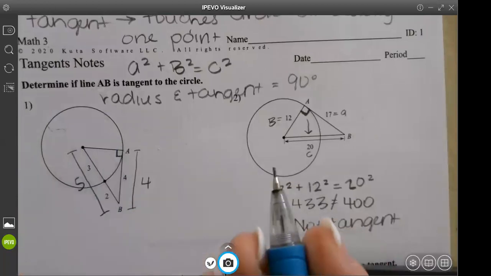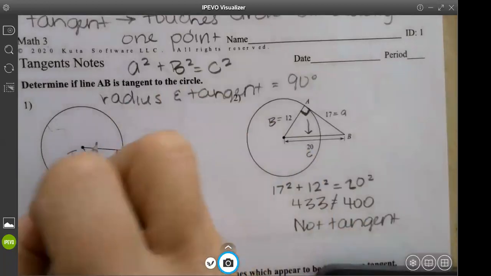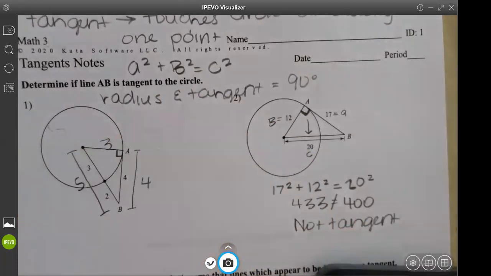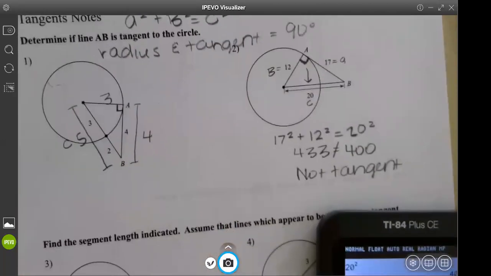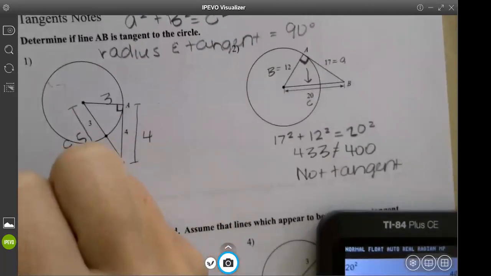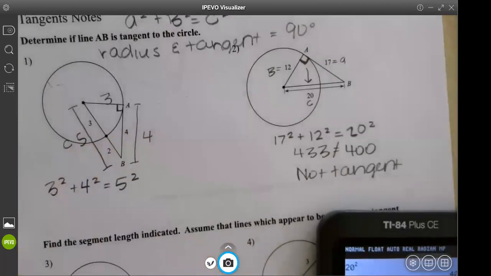Why? It's a radius, and this 3 is also a radius. So we know that this side is 3. That's the most that you'll have to do. Okay. So add up a side or check out another radius. So remember, your longest side is C. The other 2 do not matter. So I'm going to do 3 squared plus 4 squared and see if that equals 5 squared.